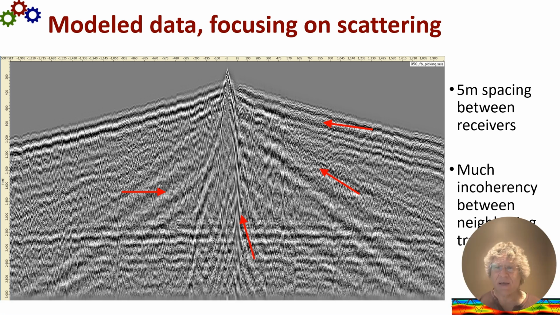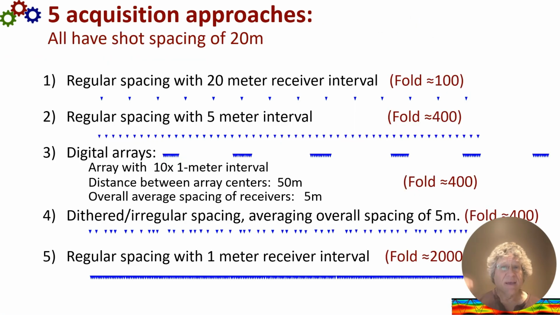So with this data, I'm going to try actually 5 different acquisition approaches, and all have shot spacing of 20 meters. I'm going to first try regular spacing with 20-meter interval. And you can see the blue dots here kind of symbolize the receiver spacing. This produces fold of 100 for this data.